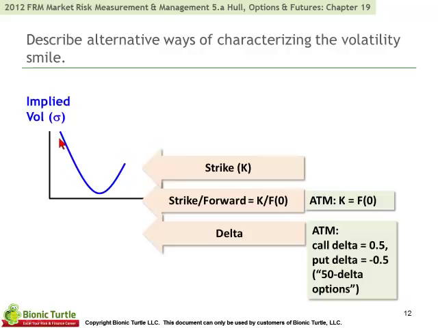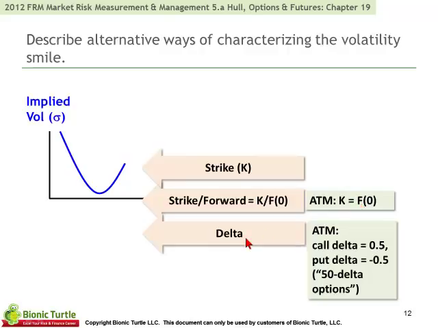We have a couple of different alternative ways of characterizing the volatility smile. So again, we're going to have implied volatility on the y-axis, and on the x-axis, our typical is strike, but we can use a ratio of strike to forward price. And in that case, the at the money is going to be when the strike price is equal to the forward price.